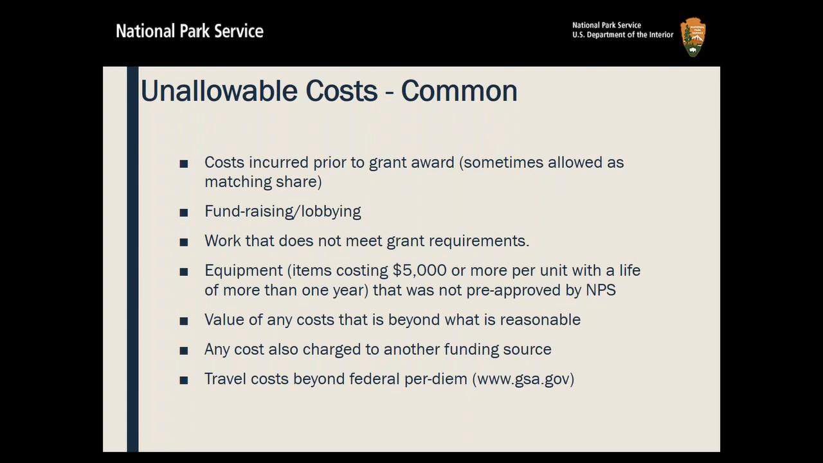Fundraising and lobbying costs are never allowable. Any work you do that does not meet the grant requirements will not be reimbursable. Equipment that was not pre-approved by NPS. The value of any cost that's beyond what is reasonable. Any cost that is also charged to another funding source. So if you have multiple grants for your project, you have to make sure that you are only charging each part of the project to one grant. You cannot double dip. And travel costs beyond the federal per diem. And you can find per diem costs at the GSA website that is listed there.